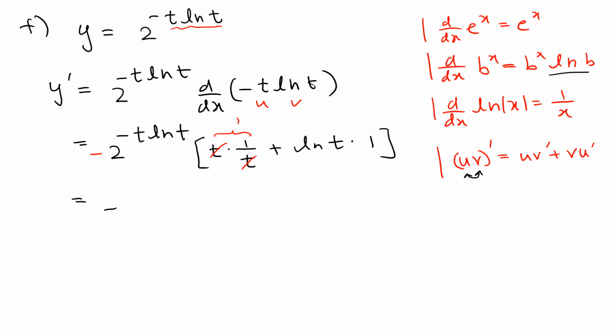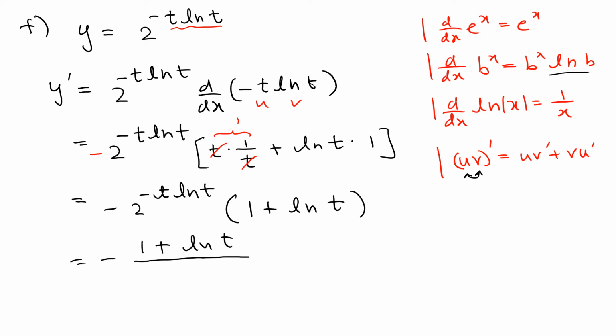So that means finally you're going to get negative 2 to the negative t ln t, times 1 plus ln t. So that's the answer. And if you need the final answer with a positive index, you can say negative 1 plus ln t, and then you can say 2 to the t ln t.